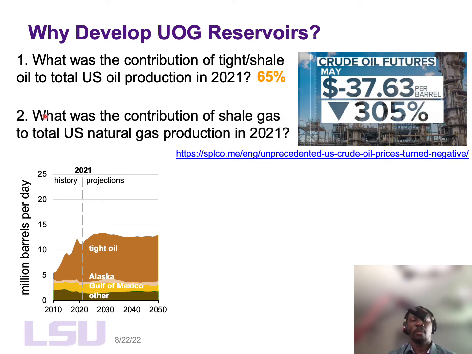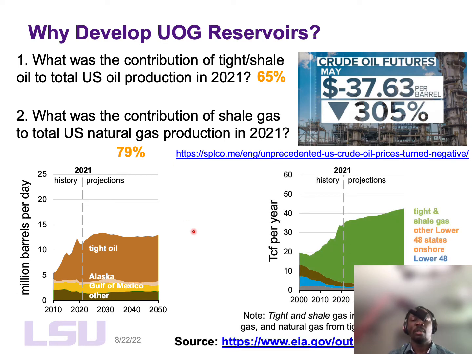Same question, but for gas. What was the contribution of shale gas to the total U.S. natural gas production in 2021? Even more, 79%. The year before that, in 2020, it was 78%. So shale gas is still contributing most of the natural gas production in the U.S. That's why it's important, and that's why we're talking about it.